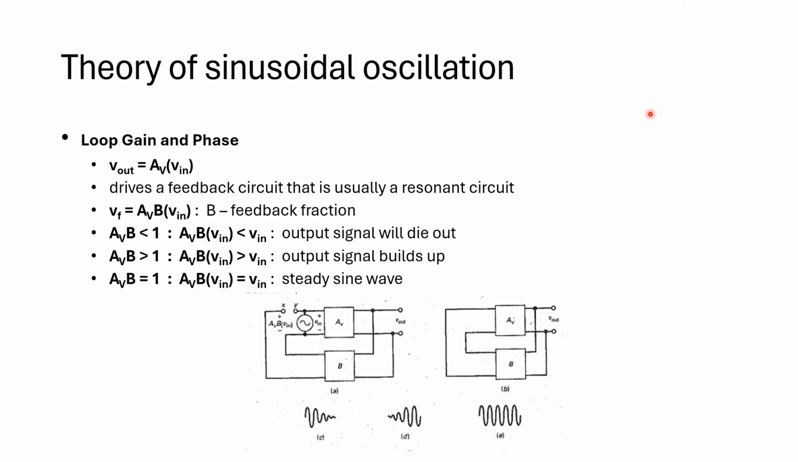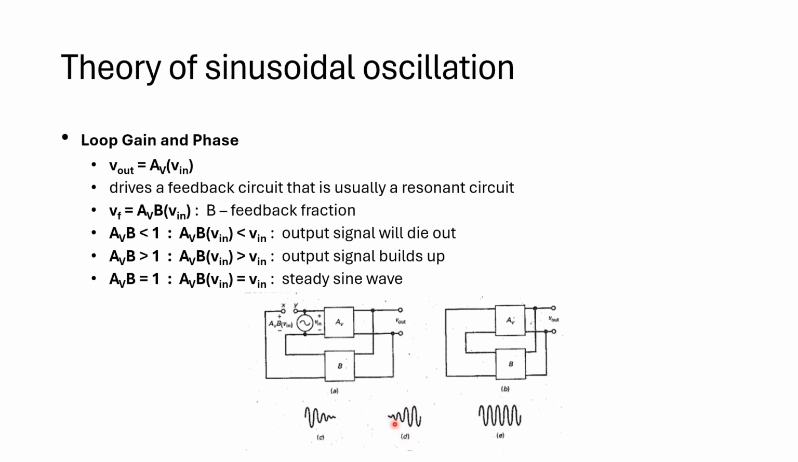So we have here what happens with the values of our AVB. When AVB is less than 1, so that means your AVB Vin is less than your Vin, the output signal will die out. So this is the representation for the first condition. For the second condition, wherein your AVB is greater than 1, so that means your AVB Vin is greater than our Vin, the output signal builds up. So this is the representation for that.